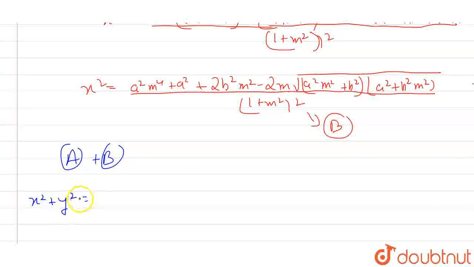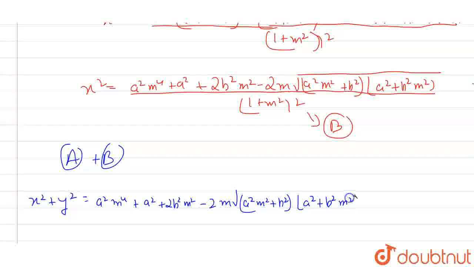Now we just substitute the values of x square and y square in the right hand side. This will be a little longer expression, but it is simple for us to understand. x square plus a square plus 2b square m square minus 2m under root of a square m square plus b square whole, and this a square plus b square m square. And here we have a denominator of 1 plus m square whole square.